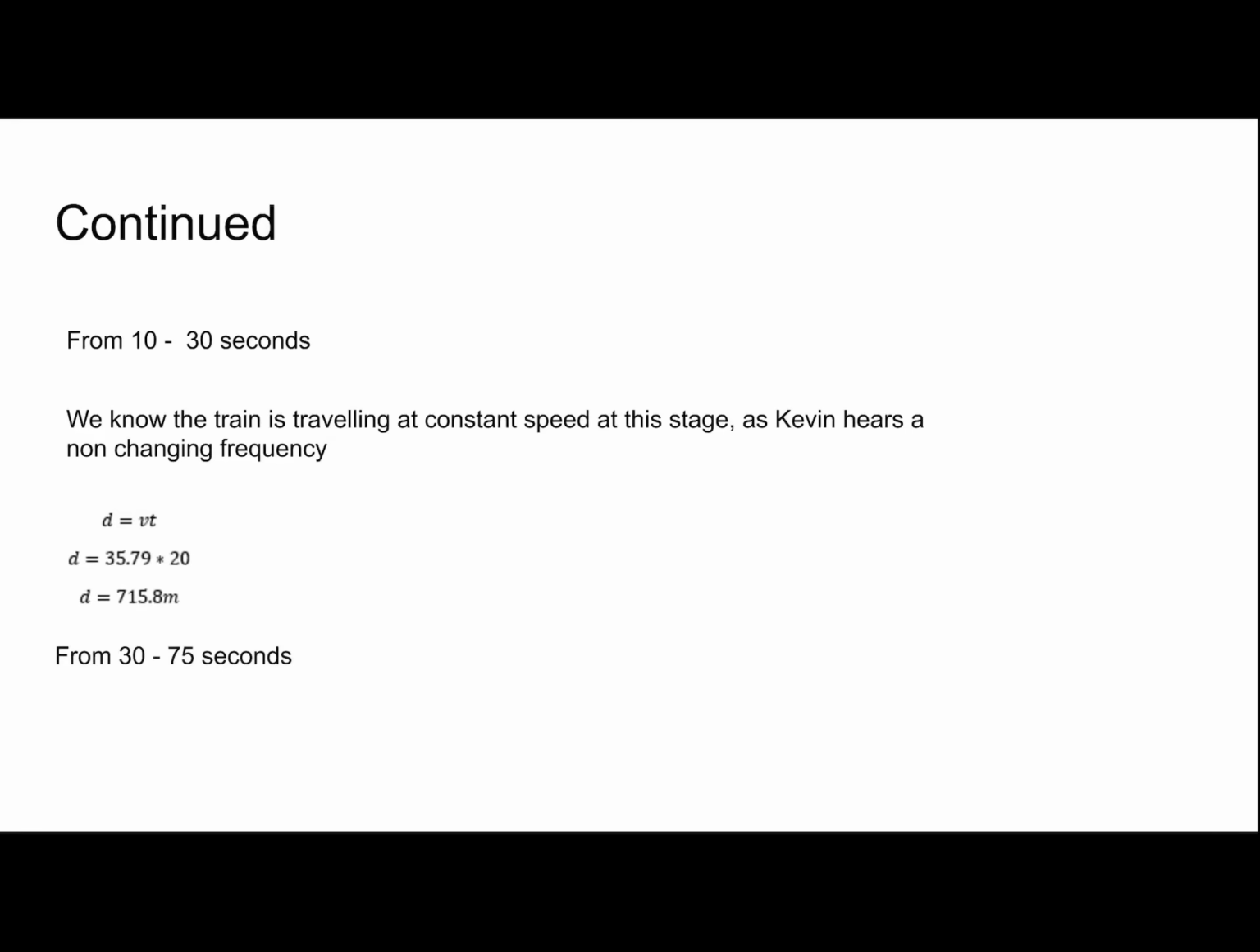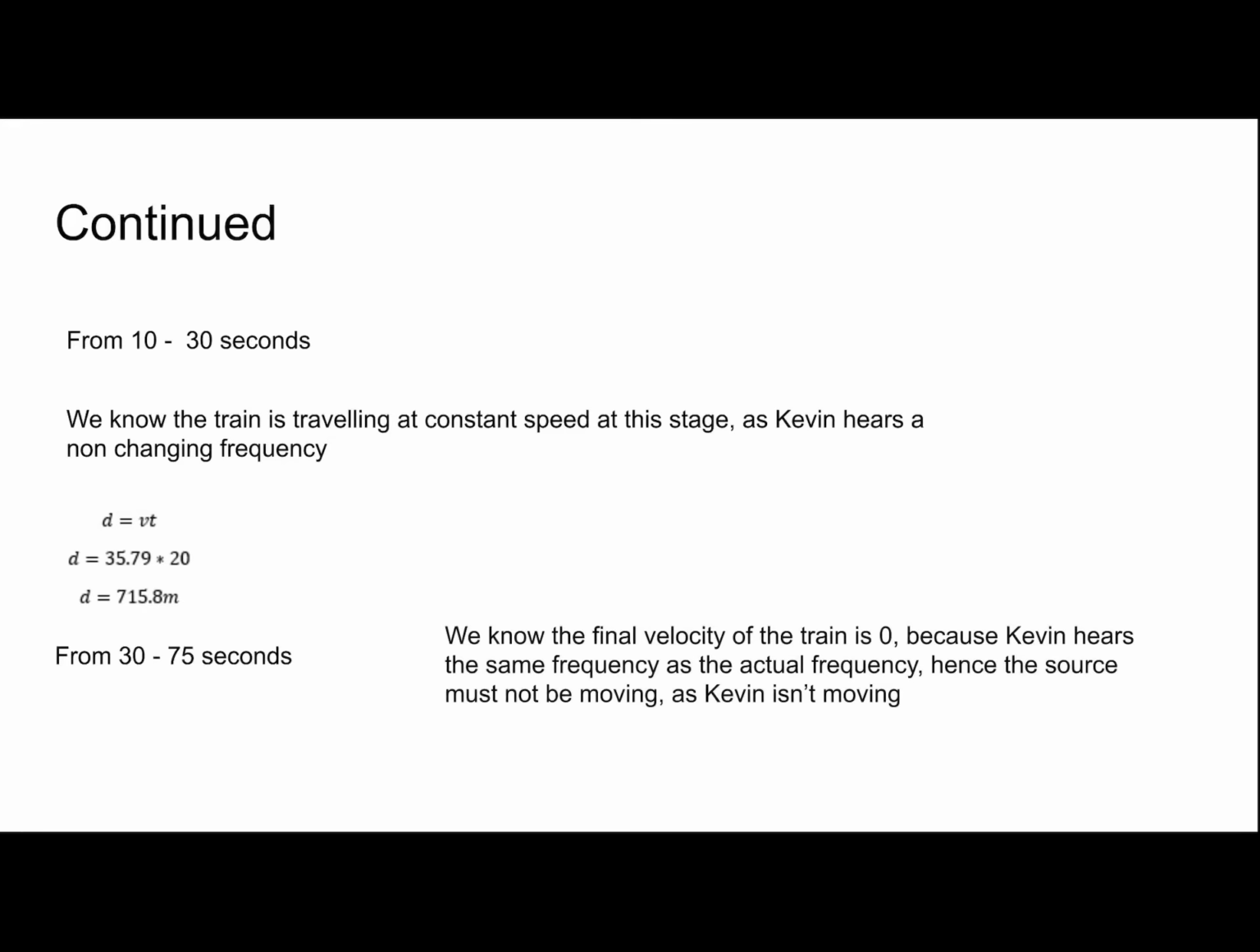And if we know that this train is stationary, that means the velocity is 0 meters per second. So therefore, our final velocity is 0 meters per second. Our initial velocity is 35.79 meters per second. Our time would be the time in between, which is 45 seconds. And we can use that to find our d value. So we know that the final velocity of the train is 0 because Kevin hears the same frequency as the actual frequency. Hence, the source must not be moving as Kevin isn't moving.